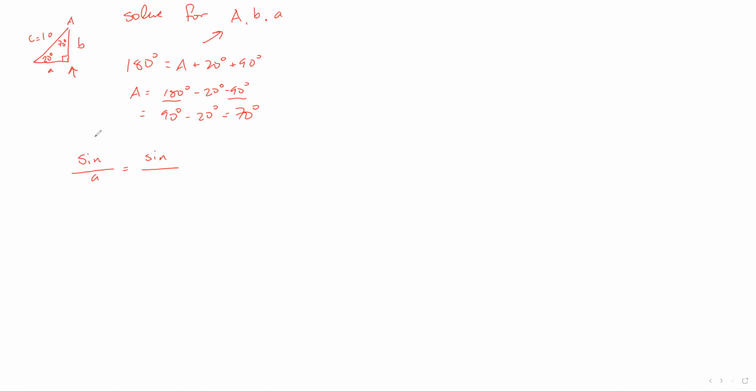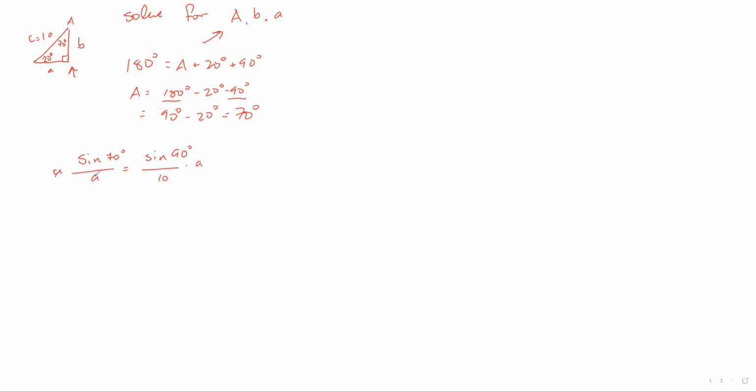So we know that A is now 70 degrees. Oops, again, I'm hitting that soft spot on my tablet. There. So 70 degrees. A, we don't know yet. C, we know the angle C is 90 degrees. And then the side C is 10. All right, and now we have an equation with one unknown. We can solve for it. So we can multiply both sides by A, right?